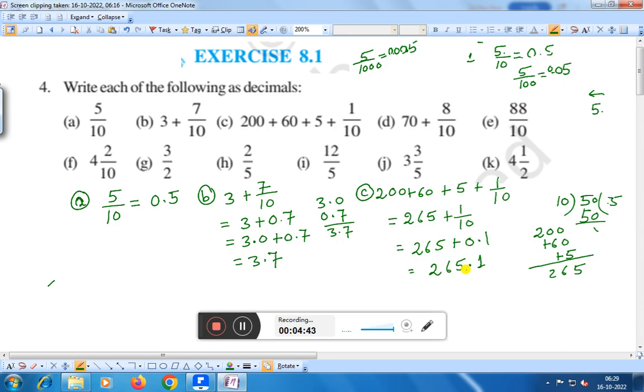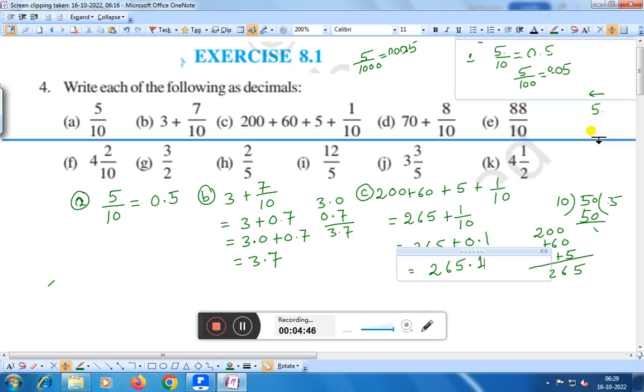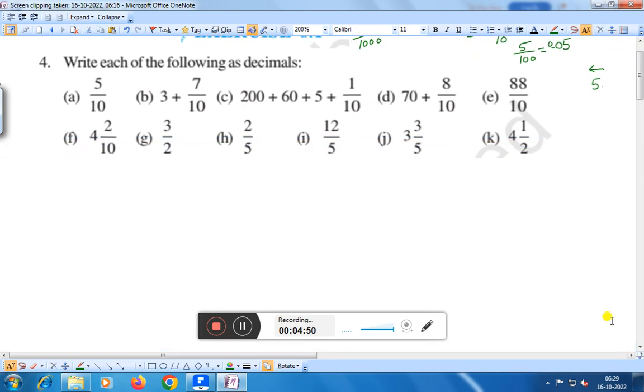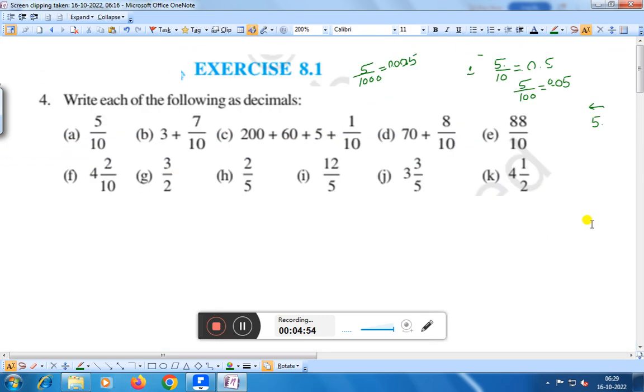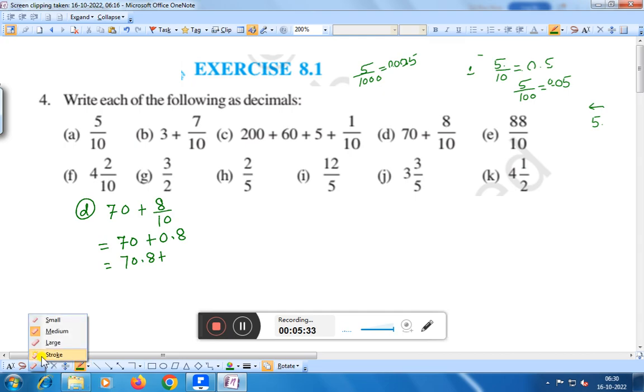Next, we'll solve question number D. Question number D is 70 plus 8 by 10. Here you see 70 is the whole part and 8 by 10 is the decimal part. That is 70 plus 8 by 10 means 0.8. 70 can be written as 70.0 plus 0.8.